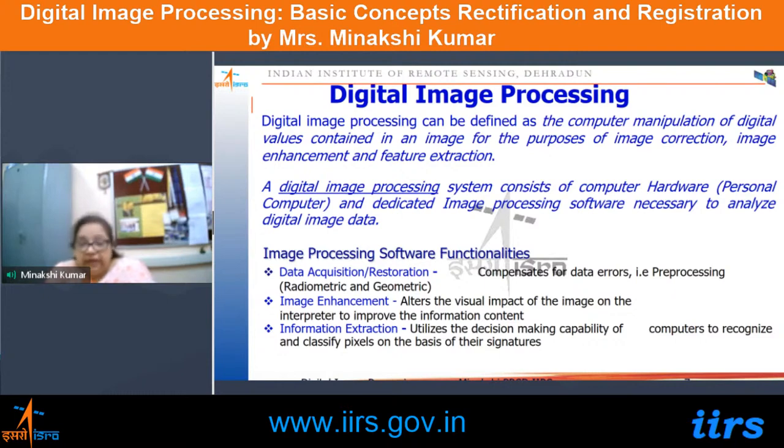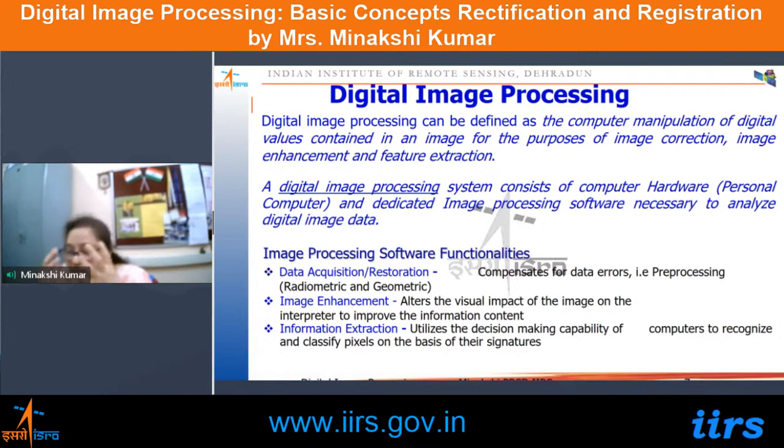So digital image processing can then be defined as computer manipulation of those digital numbers. Computer manipulation of the digital numbers for 3 main reasons: removing the errors, image enhancement, and feature extraction. So we do the digital image processing for 3 basic reasons: image correction, image enhancement, and information extraction.